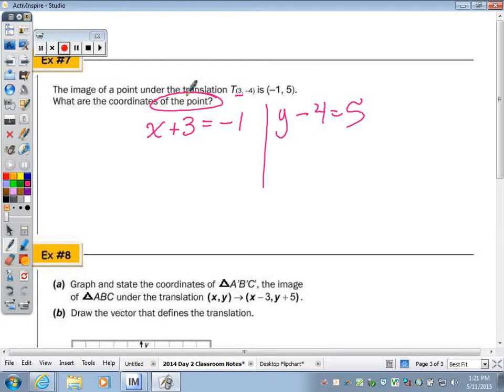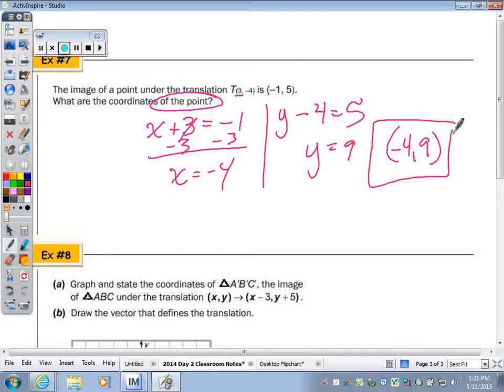How would you, instead of adding, go backwards? You could also subtract. So when I subtract 3 here in solving the equations that I set up, x is negative 4. Add 4, y is 9. So it's the point negative 4, 9.